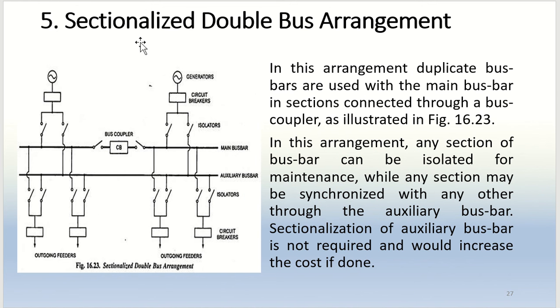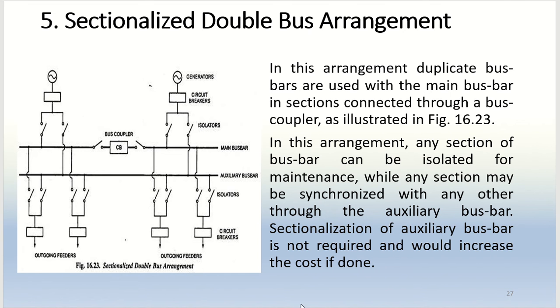The next is the sectionalized double busbar arrangement. In this arrangement, duplicate busbars are used, with the main busbar in sections connected by a bus coupler. It is just like the double busbar arrangement. There is a main busbar and an auxiliary busbar. The only difference is that here the main busbar is cut into sections by means of the bus coupler. So that is why the name sectionalized double bus arrangement.